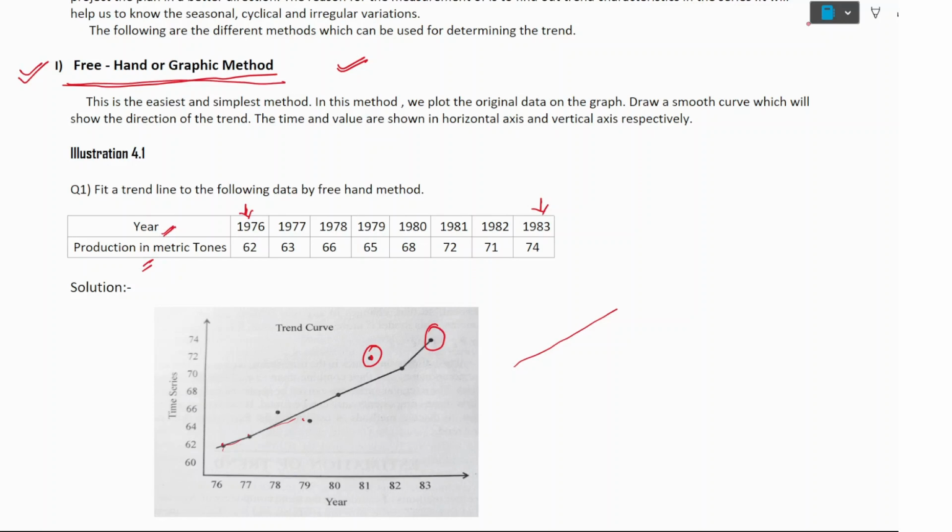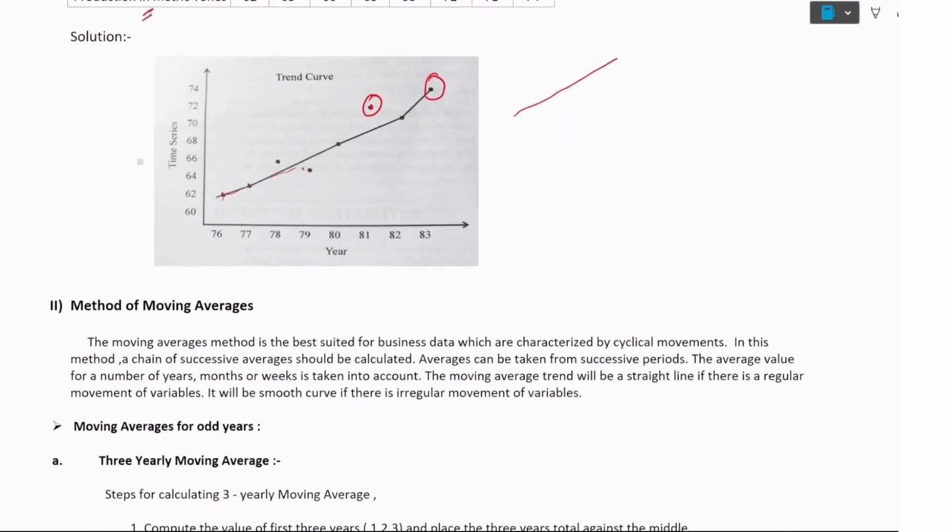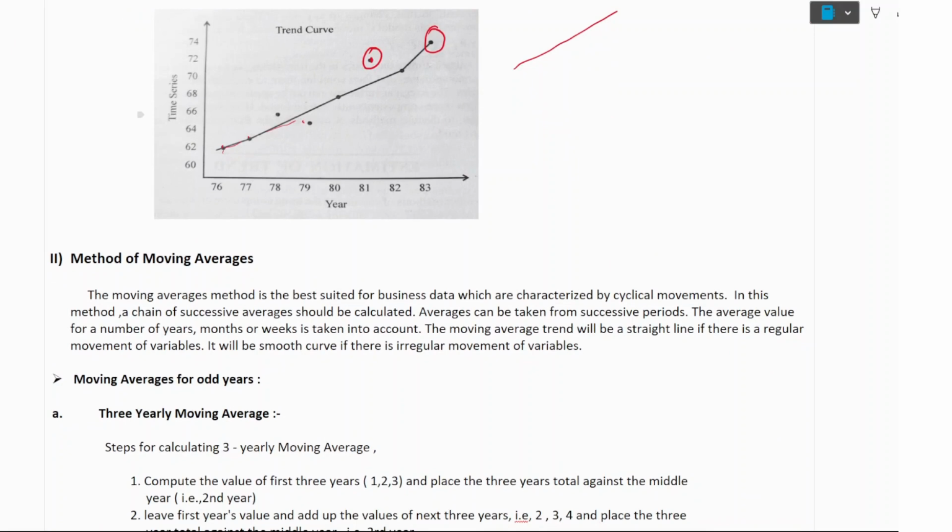Now, the next one is an important one, that is the method of moving averages.